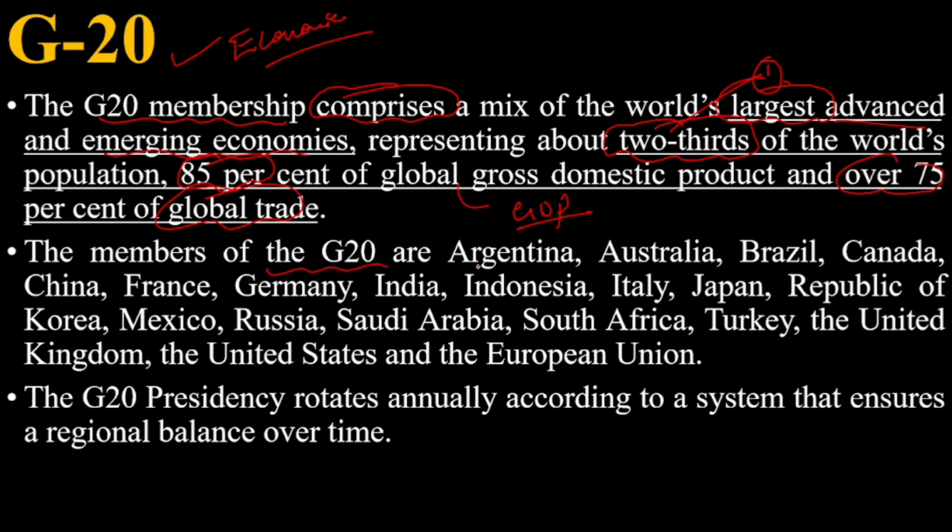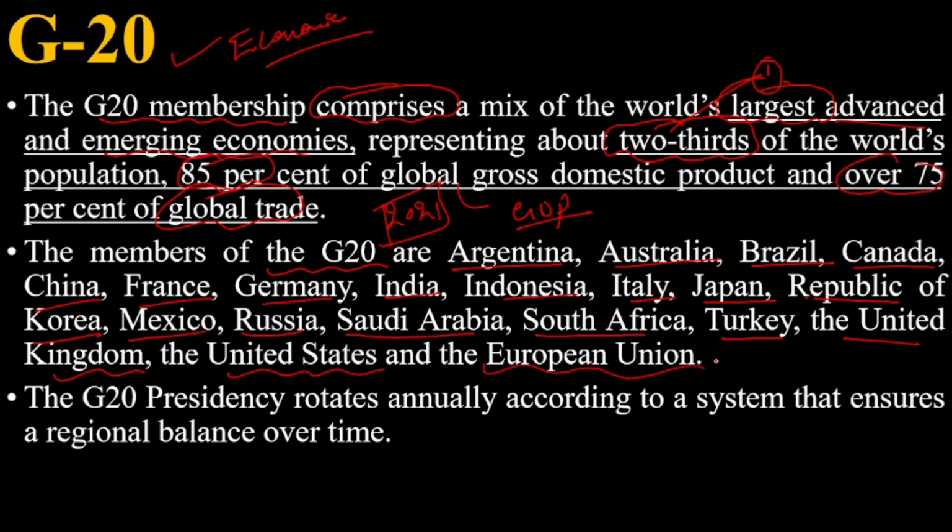The members of the G20 are, and I am covering the members also because last year, 2021, UPSC asked a question about G20 members. So that is the reason members are important. Argentina is there, Australia, Brazil, Canada, China, France, Germany, India, Indonesia, Italy, Japan, Republic of Korea, please remember South Korea, Mexico, Russia, Saudi Arabia, South Africa, Turkey, United Kingdom, United States and the European Union.